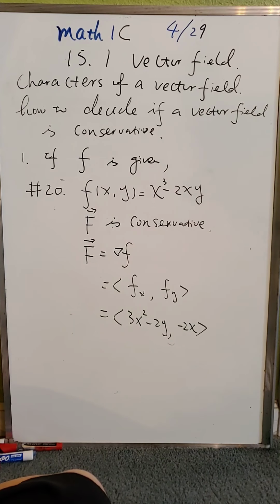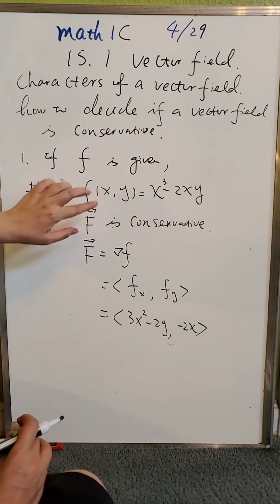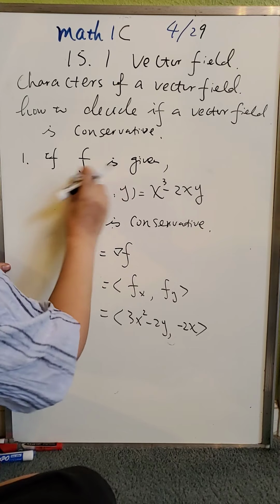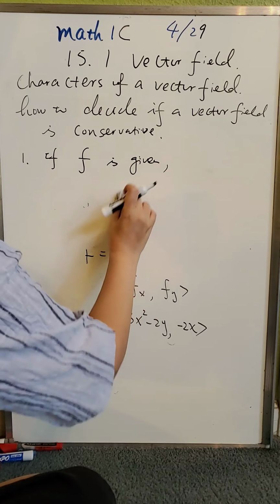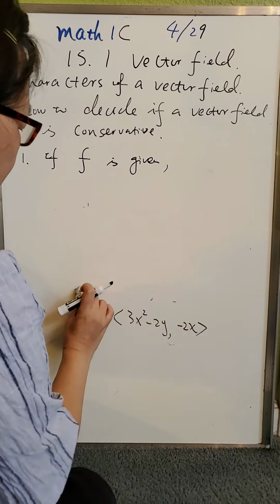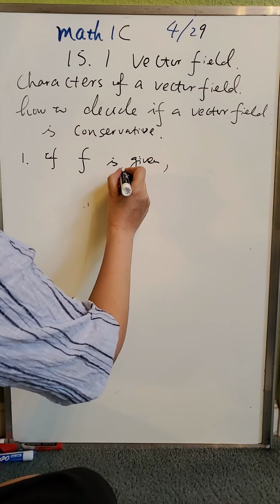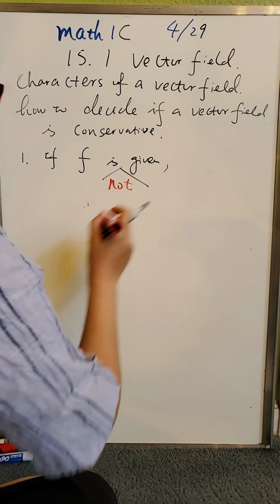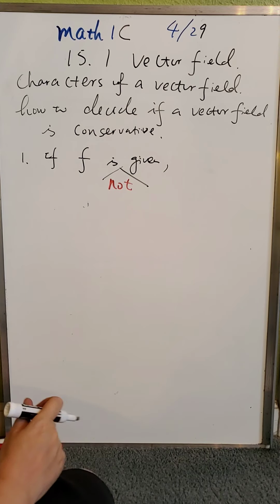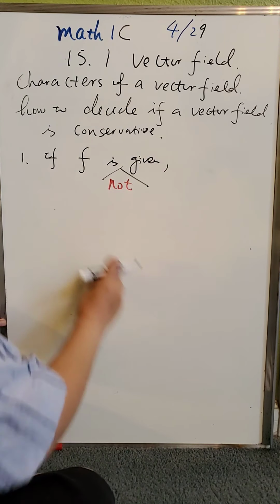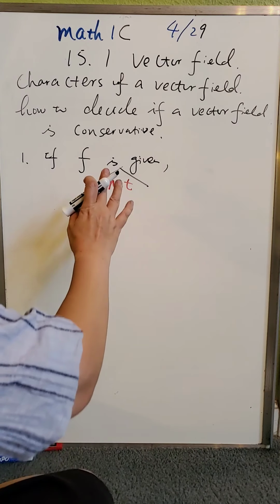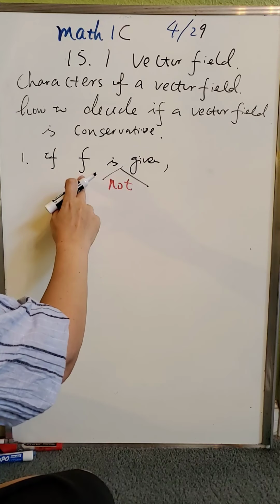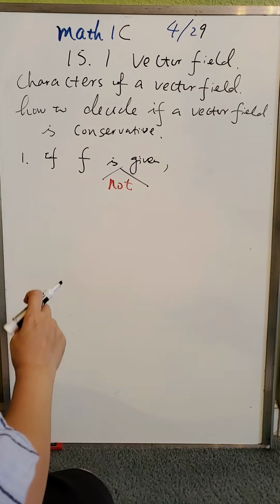And now, what happens if F is not given? If you're not given F here, how do I know F is conservative or not? This time it is not given to you. What can you go from here? If F is not given, then you have a couple of ways to do the problems. When F is given, we just see if the vector field equals the gradient, right? If F is not given, then how do I test it?